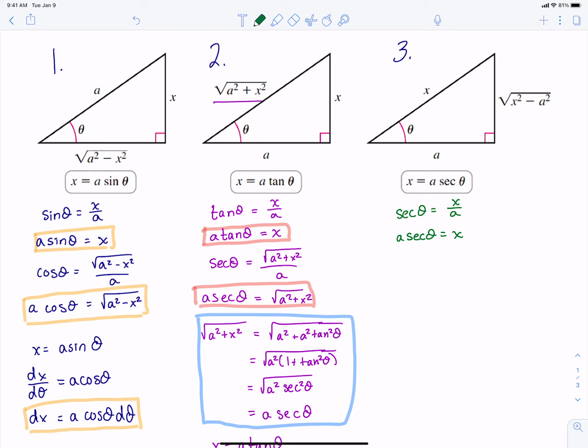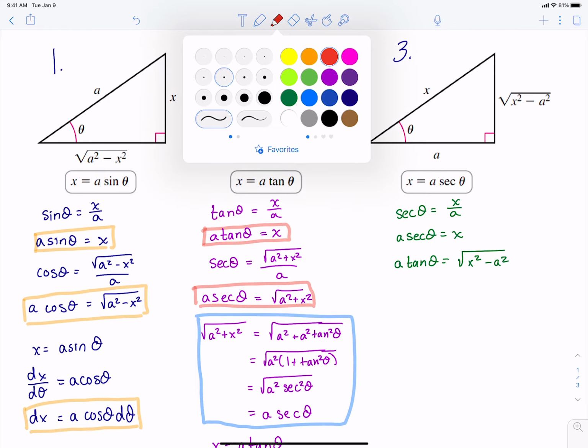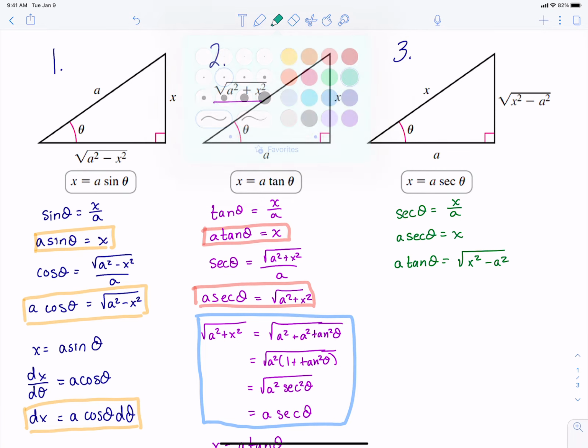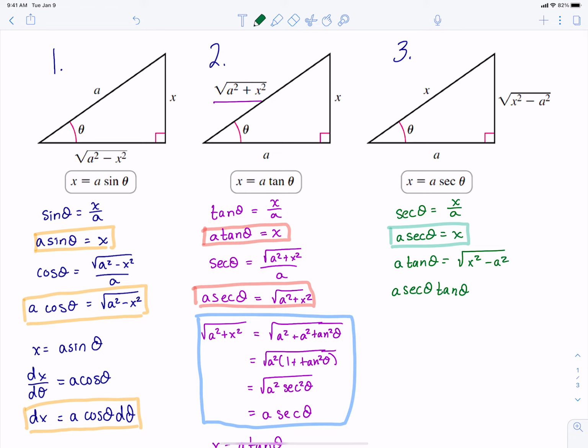And then similarly, either with a trig ratio or with this process that we have highlighted in blue there, we can get that tangent of theta is equal to the square root of x squared minus a squared. And then if we take the derivative, let's highlight this in green. If we differentiate secant of theta equal to x, we're going to get secant of theta times tangent of theta d theta is equal to dx.